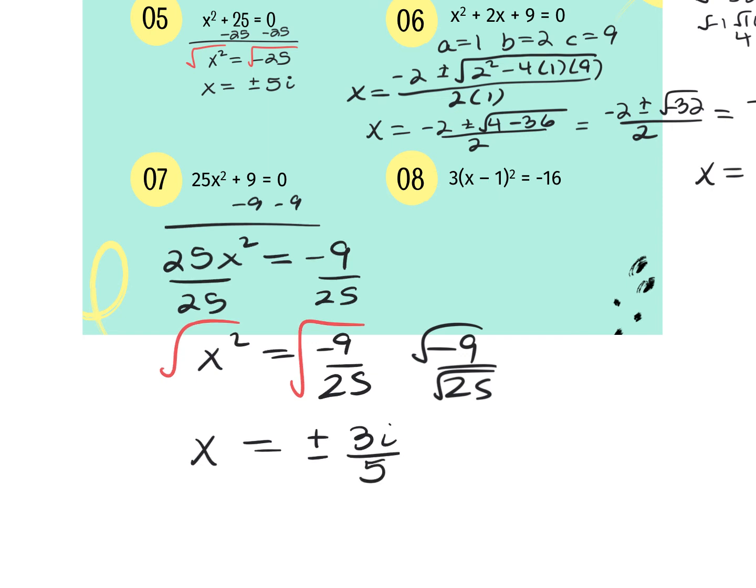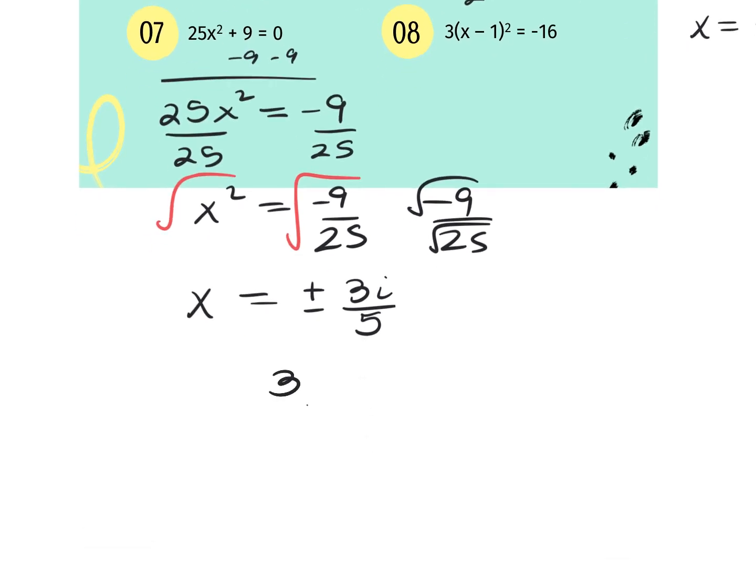So the square root of 9 is 3. The square root of negative 1 is i. And then the square root of 25 is 5. So the final answer here is plus or minus 3/5 i. Now you could also write the 3/5 and the i behind it, or leave the i in the numerator. Do not just put it in the denominator.